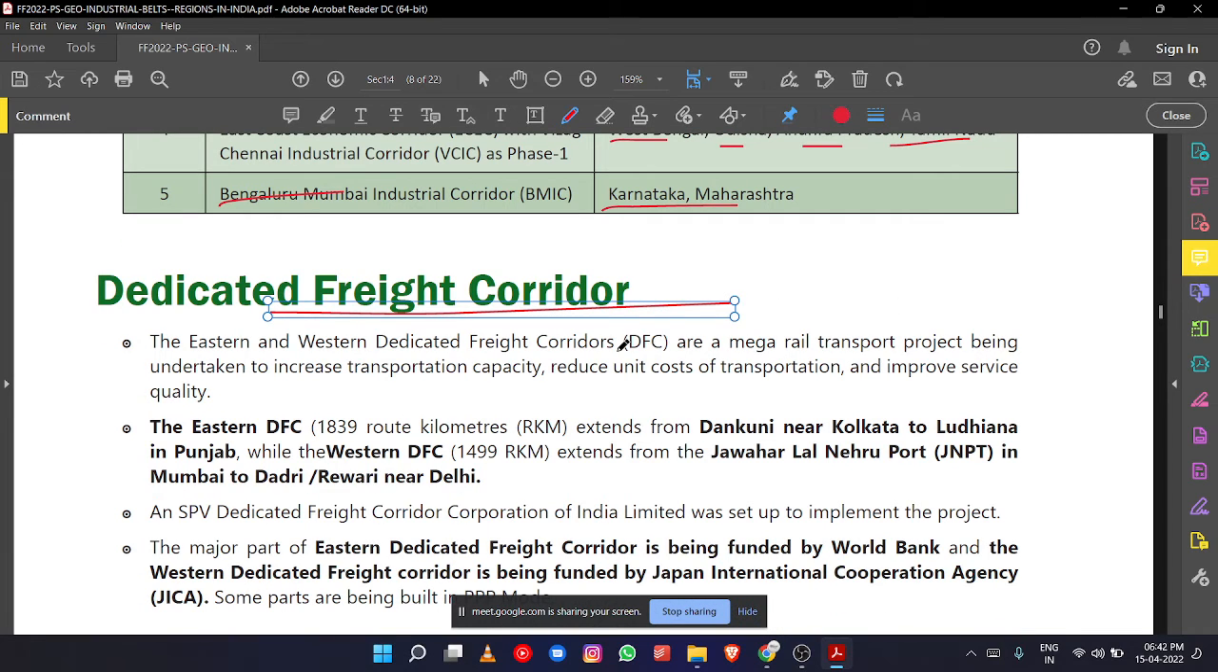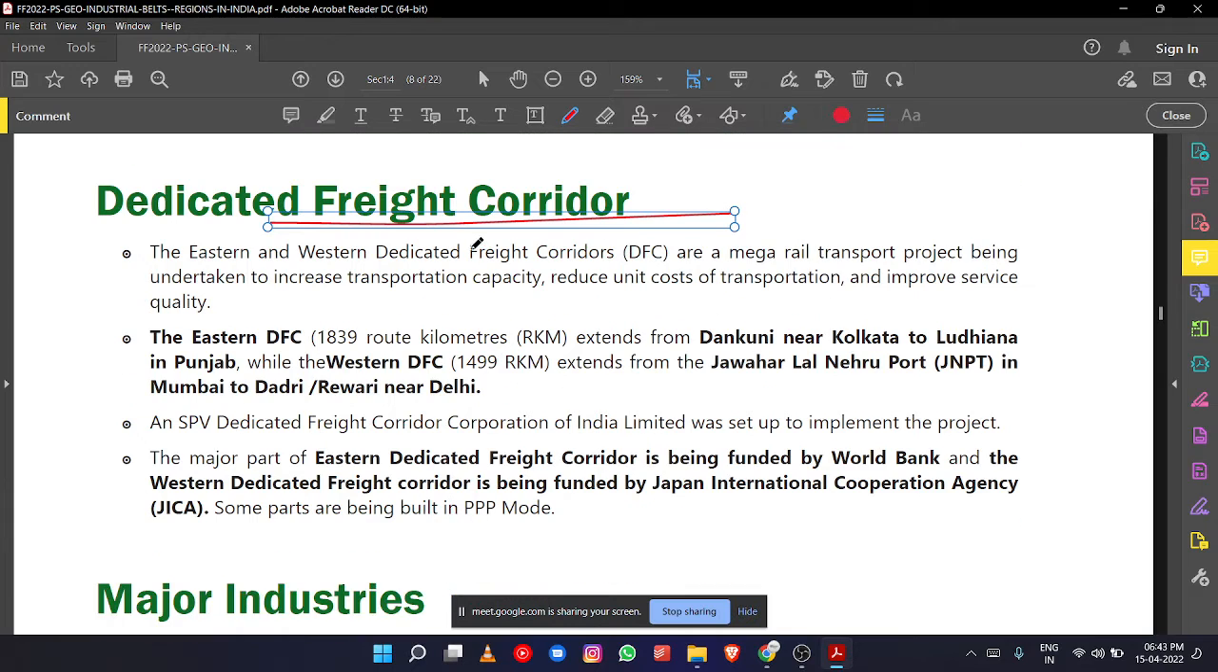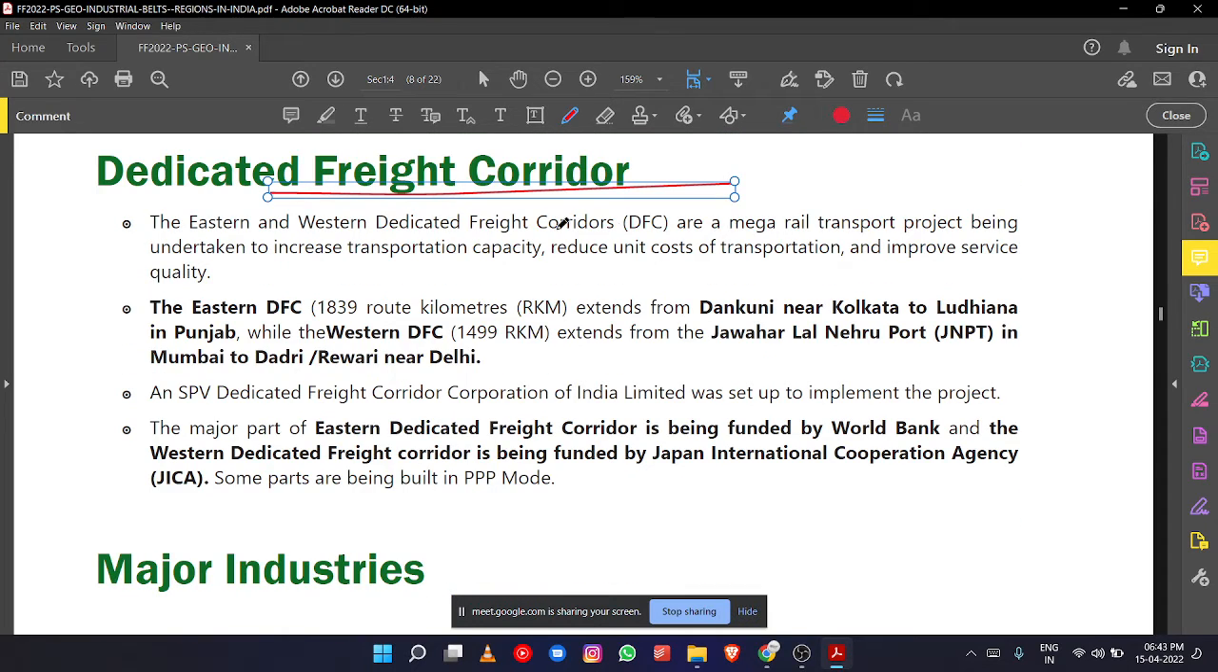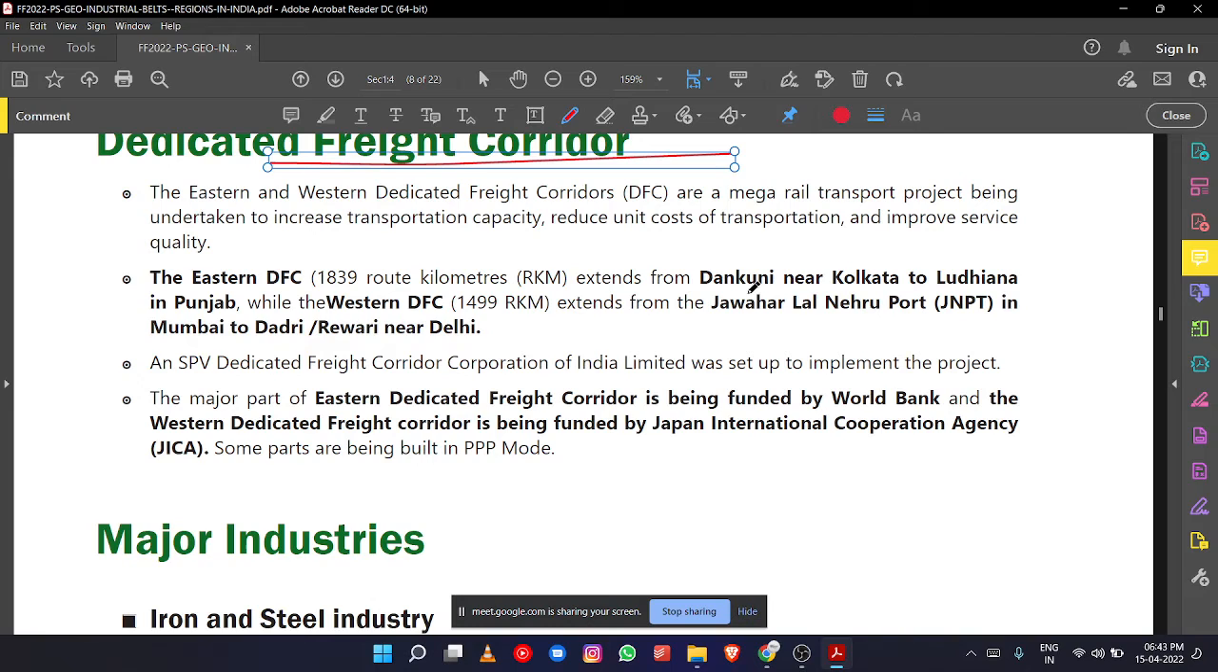Freight means transportation. So for transportation and connectivity, freight corridors are also going to be developed. It is linked with the industries because industrial raw material and end products are also transported from one area to another. So in the dedicated freight corridors, eastern and western dedicated freight corridors are present. The eastern and western dedicated freight corridors are the mega rail transport projects being undertaken to increase the transportation capacity, reduce the unit cost of transportation, and improve the service quality.